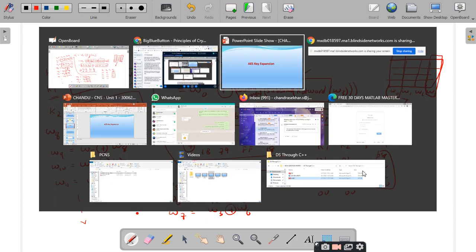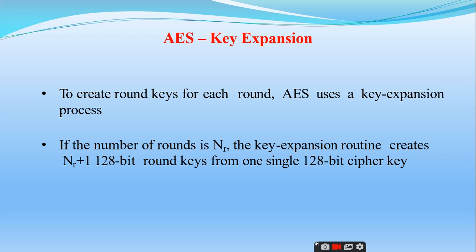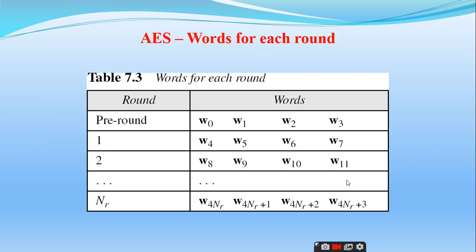Yes, sir. So we'll quickly go through the slides. If you are able to understand what I have told till now, it will be very easy for this one. So coming to AES key expansion, to create round keys for each round, AES uses the key expansion process. If the number of rounds is NR, the key expansion routine creates NR plus 1, 128-bit round keys from one single 128-bit cipher key. We have only the 128-bit key, which is represented as W0 through W3, and we need to generate 44 words from these 4 words. This is what the key expansion is.